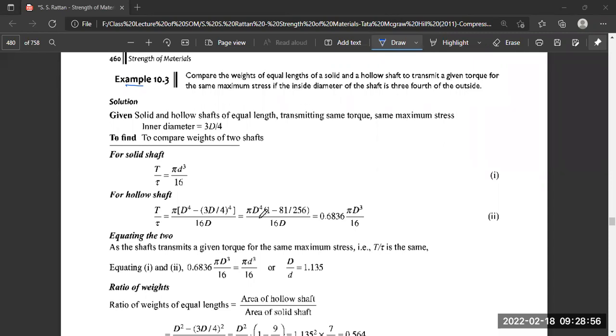So what is given? The length of the solid and hollow shafts is equal. They are transmitting the same power. They have the same maximum stress because they are made of the same material. The inner diameter of the hollow shaft is 3 into D divided by 4. Now let us compare the weight of the two shafts. What will you do? We have to know the diameters. The torque transmitted and allowable shear stress are the same for both the shafts.